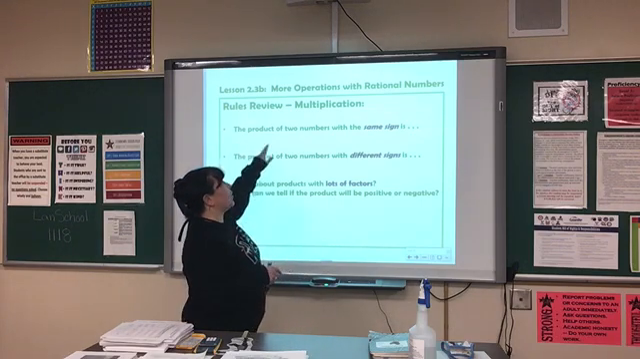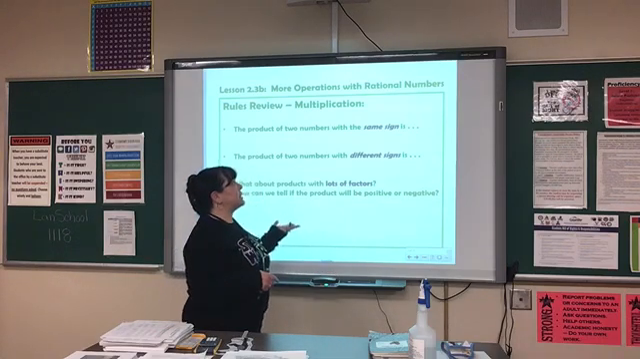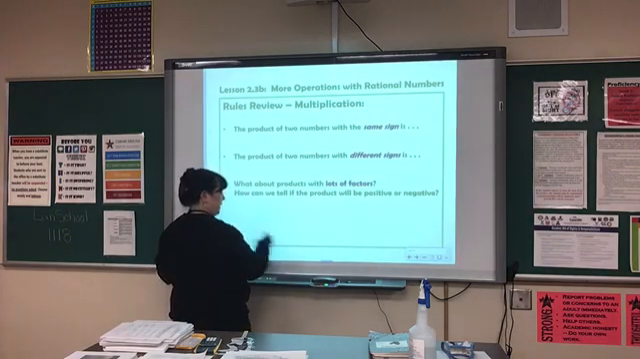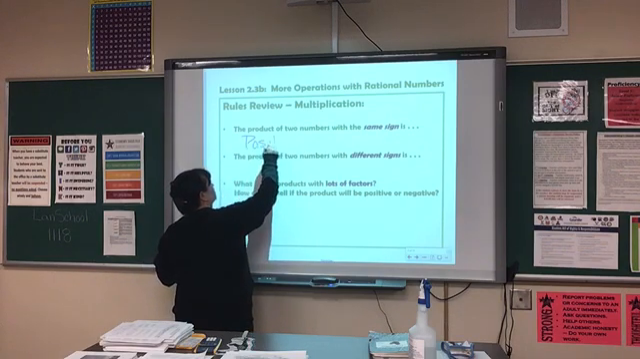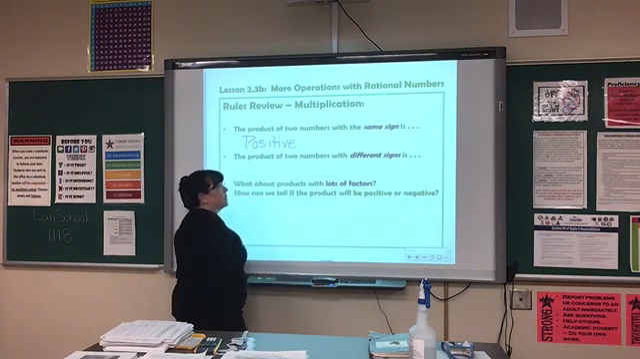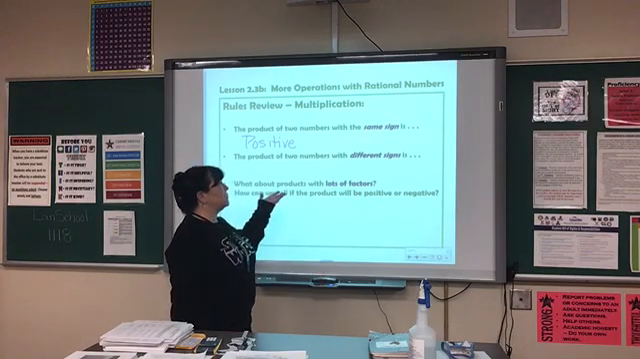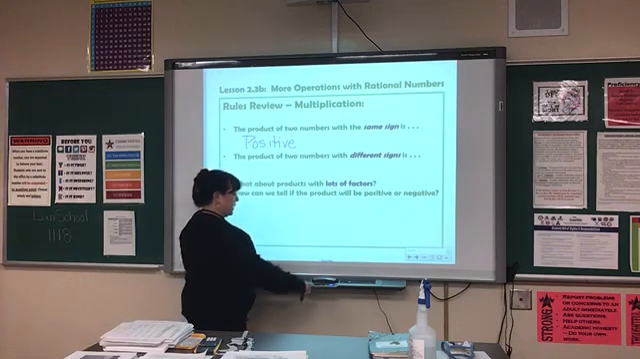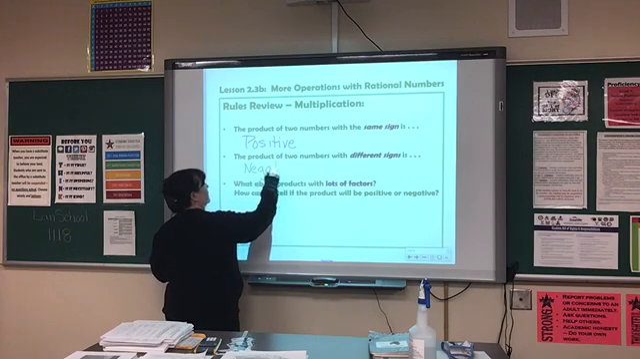So when we have the product of two numbers, rather than integers, with the same sign, their product is always going to be positive. And again, integers are rational numbers, so for two numbers with different signs, the product of those two numbers is going to be negative.